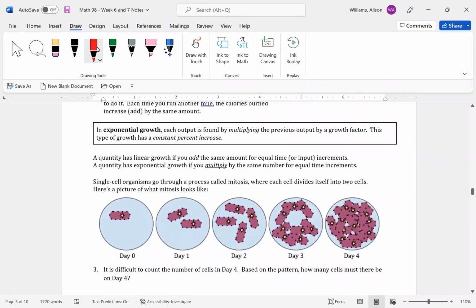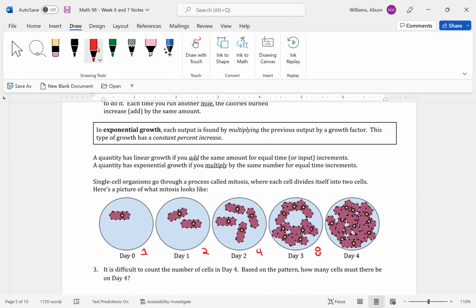Let's say we have cells that are dividing into two cells, and here's what it looks like. It's difficult to count the number of cells in day 4, but based on the pattern, how many cells must there be in day 4? Okay, so day 0 is 1 cell. Day 1, there's 2. Day 2, there's 4. Day 3 is, let's see, 1, 2, 3, 4, 5, 6, 7, 8. 8 cells. And that makes sense because it's dividing into 2 cells every time.